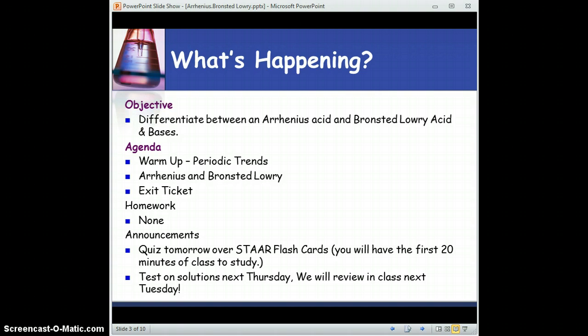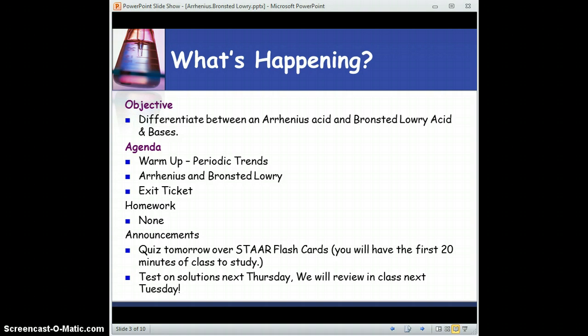There's no homework for tonight, but tomorrow there will be a quiz on your STAAR flashcards. So you'll come into class, you'll grab your STAAR flashcards, you'll start quizzing each other, going over the concepts that we've learned. In the last 20 minutes of class, you will work on that.